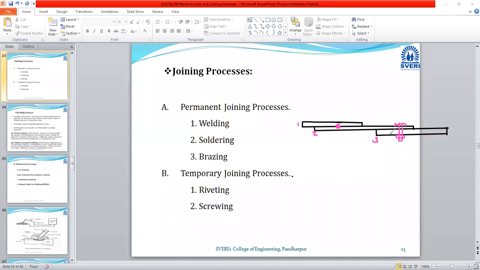So what is the difference between these two joining processes? This one is one process of joining two plates, and this one is another method of joining. Tell me, what is the difference in the two? First one is permanent and second one is temporary. Correct, very good. So the first joining process, if you observe, is a permanent joining process.